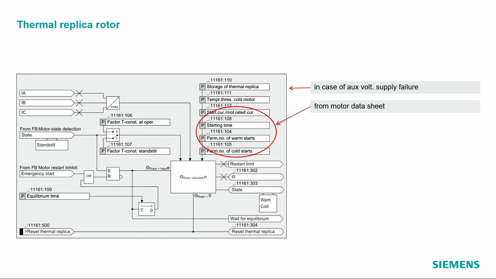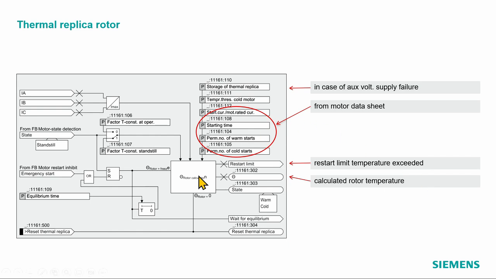Then I have the settings we discussed already, the starting current and the starting time, for which the number of cold and warm starts apply according to the motor data we get from the motor manufacturer. Then I have here a restart limit. That means this temperature is exceeded. It's not a warning. This is really the signal which I can use to block the closing command of the circuit breaker.